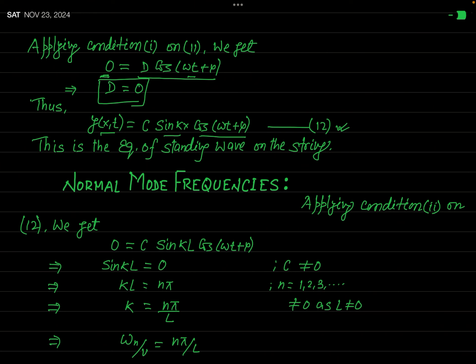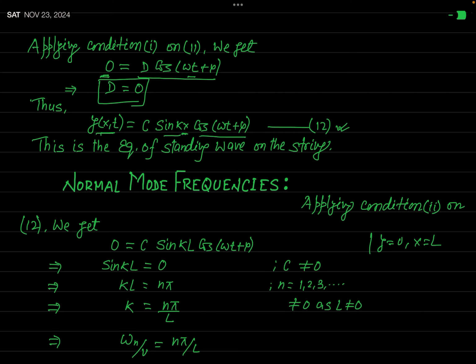Now, when we apply the second boundary condition, we will get the frequencies of vibration of this string, which are called normal mode frequencies. The frequencies of the normal modes of transverse vibration of the string can be obtained by using the second boundary condition. And what is the second boundary condition? The second boundary condition says y is equal to 0 at x equal to L. So now let us put y equal to 0 and x equal to L in the RHS of equation 12.